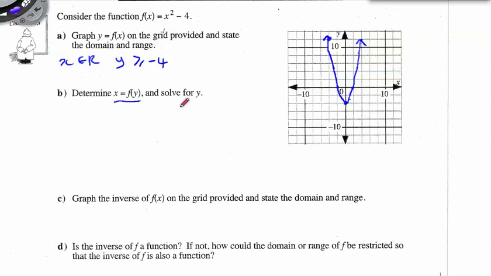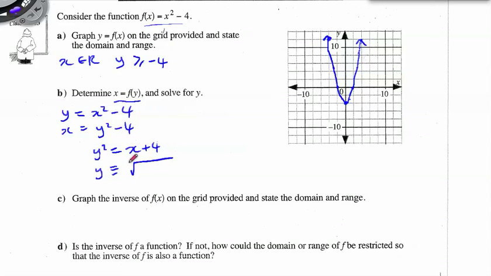Here we're asked to determine x equals f of y. In other words, the reciprocal, the inverse, and solve for y. So they're asking us to use the equation. So let's write it as y equals x squared minus 4 from up here. And we'll swap the x and y, and then solve for y. So leaving y squared there, we'll bring the 4 over to the other side. Becomes positive. Square rooting, we have to use plus and minus square root of x plus 4.